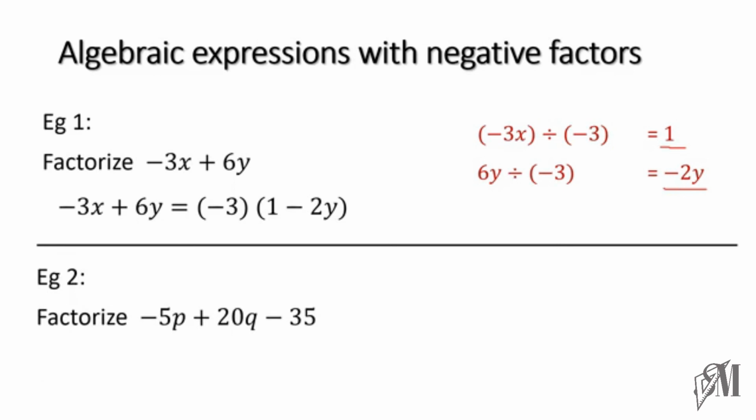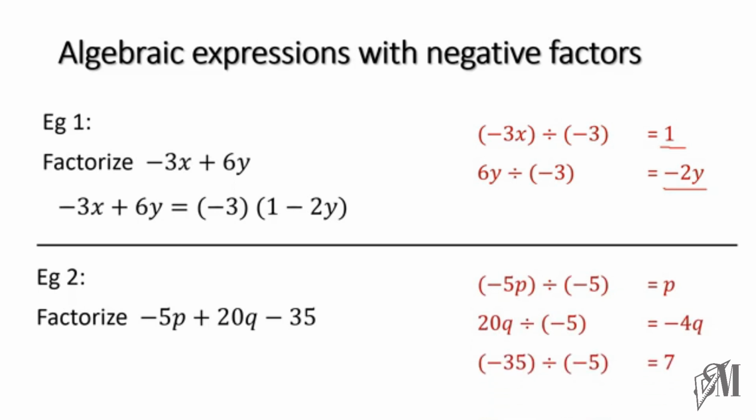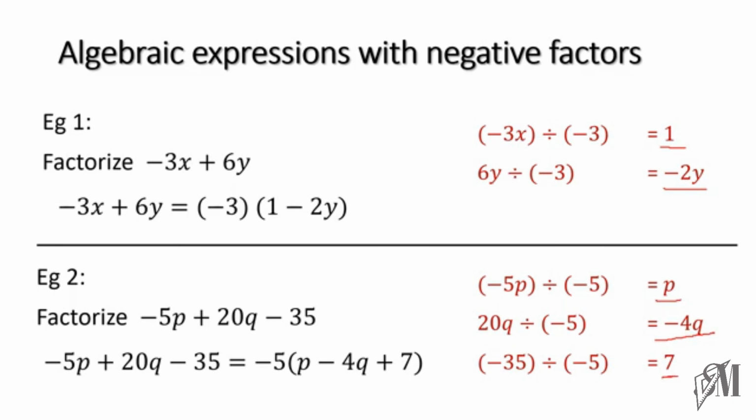Minus 5p plus 20q and minus 35. Very clearly you can see all the three terms are divisible by 5. Since we need a negative factor, I take minus 5. So let's divide each term in this expression by minus 5 like this. And then our final answer will be minus 5 times p minus 4q plus 7. Now in this case here, this is p minus 4q and here 7 doesn't have any symbol in front of it. If there is no symbol, you should remember it's plus. So I have put plus here. Right.